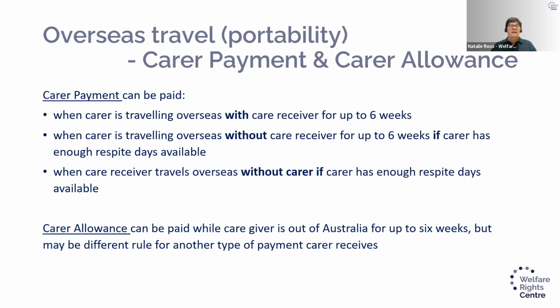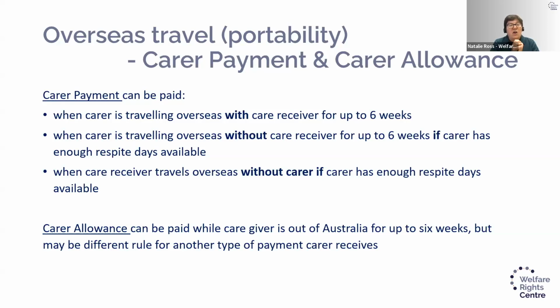Now, another issue that can come up is what happens with leaving Australia for travel, whether that's the carer travelling or the person being cared for travelling. So what the rules are, if a person's getting carer payment, they can be paid if they're travelling overseas with the person they're caring for up to 6 weeks. So if you and the person you're caring for are travelling overseas and you're going to be away for more than 6 weeks, the carer payment will stop at the 6-week mark.